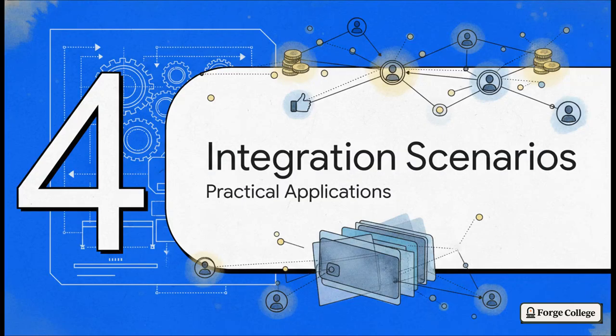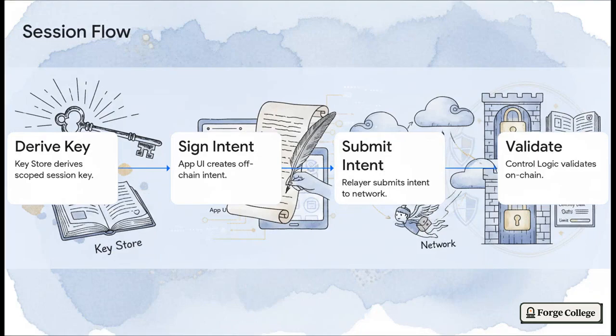Moving along to part 4, real-world integration scenarios. Let's actually put this to the test with a decentralized social media platform where users tip creators a few cents for every like. If their main wallet asks for a signature every single time they click like, they are going to abandon your app immediately, for sure. Instead, we use a session flow.